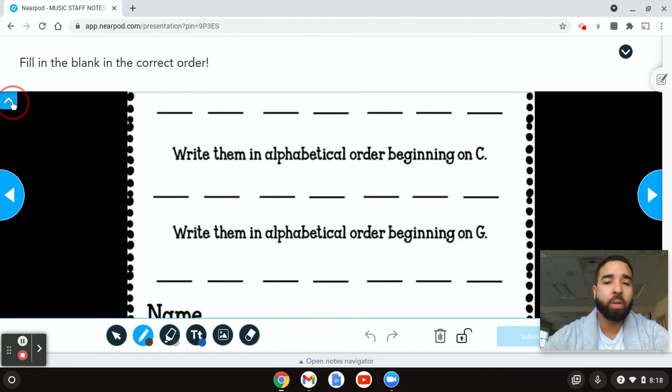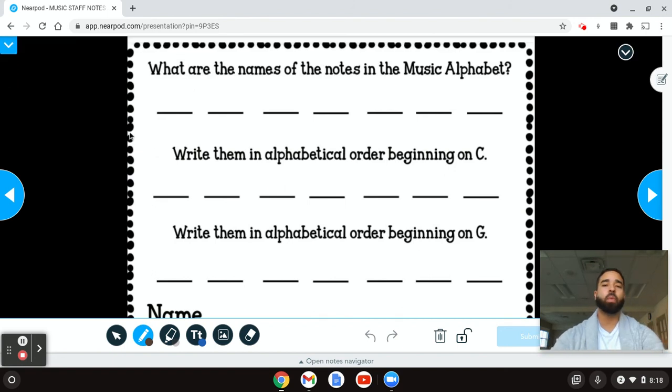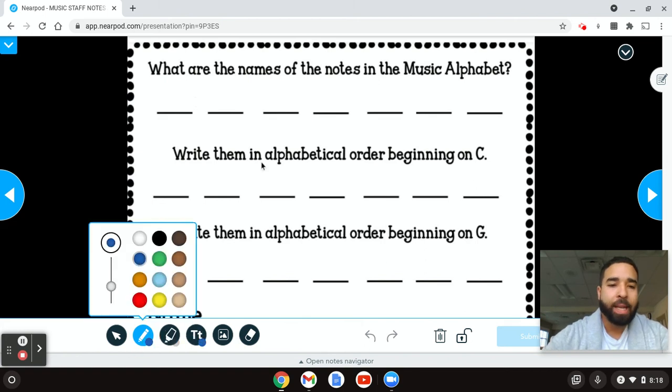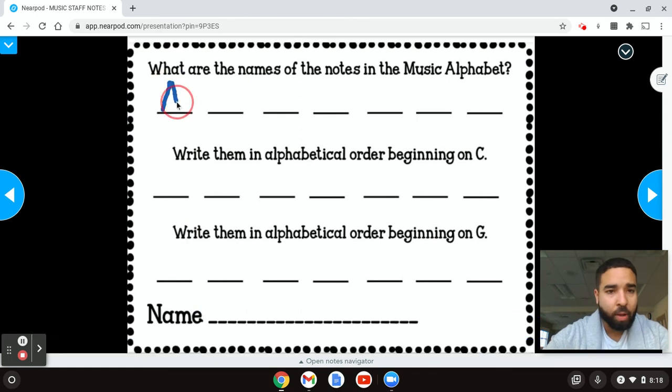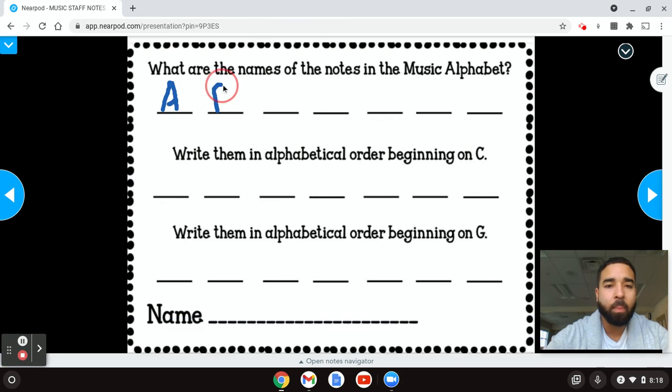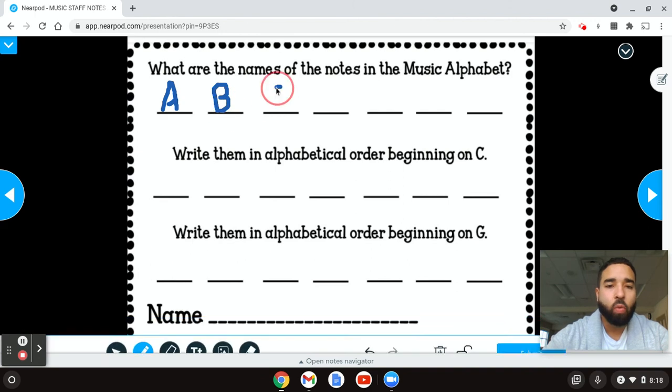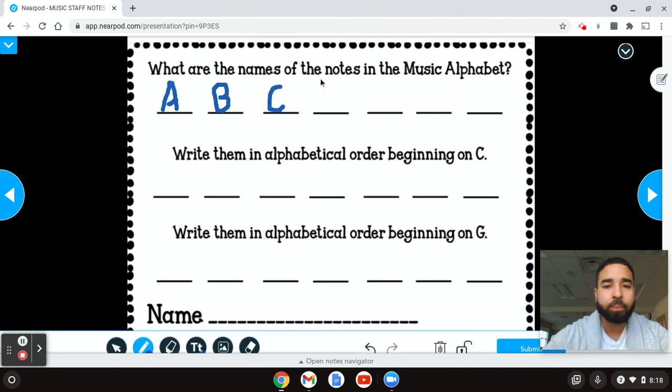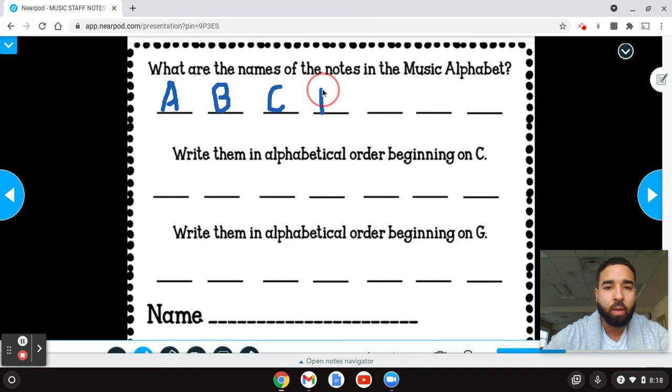We're going to do the first 2 together, and then we'll try the last one. All right. What are the names of the notes in the musical alphabet? So for the first one, I just want you to write A, B, C, D, E, F, G. That's all this first question is asking. Just draw out your letters. If you need me to slow down, you can always pause the video and catch up. I know I write a little faster than some of you, but if you need that time, go ahead and use it. If you don't, you can follow along with me.